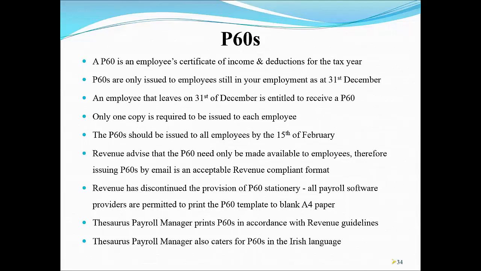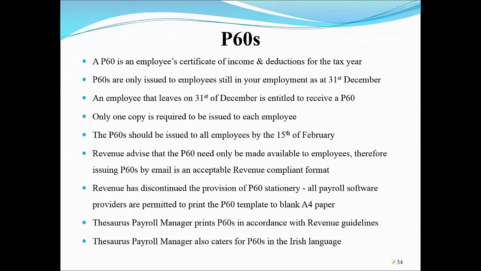If an employee, however, left on the 31st of December, then as well as getting their P45, they will be entitled to receive a P60. Your requirement is just to give one copy to each employee who requires one. Your deadline for issuing your P60s is the 15th of February. Revenue do advise that P60s need only be made available to employees, so that means you can basically email your P60s to your employees if it suits you better rather than printing them out. So those are options for you.